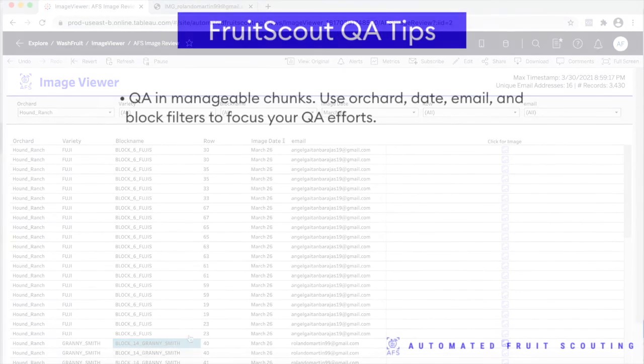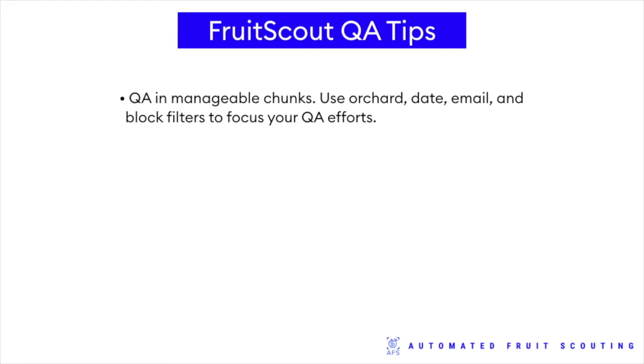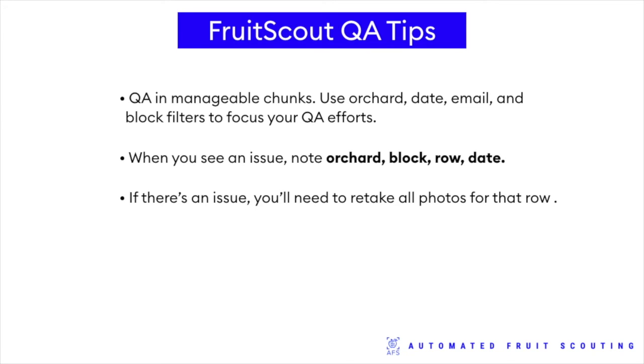We have a few tips for you. So first and foremost, use filters to QA manageable chunks. You don't want to have a full list that you're trying to work through. It just makes things more manageable. The second thing is when you see an issue, make sure you note the orchard, block, row, and date. That'll make it easy for you to do a reshoot. Because if there is an issue, you'll need to retake all the photos for that row.